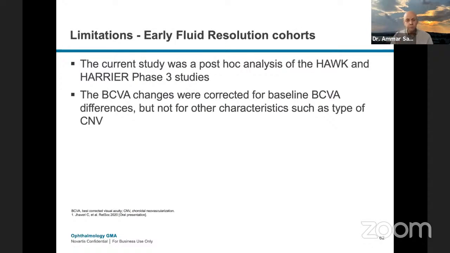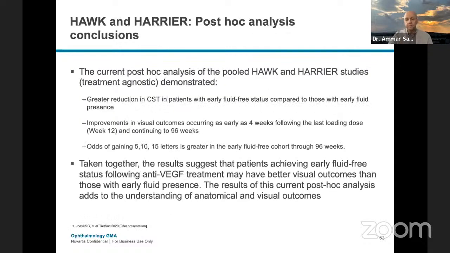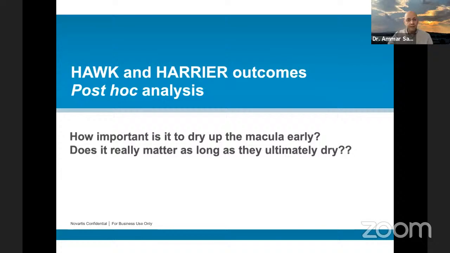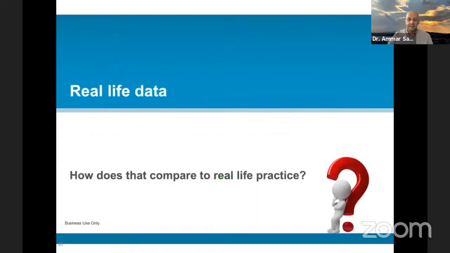Are there limitations to post hoc analysis? Of course. It is a post hoc analysis, so the conclusions from it could be limited. Also, they did not account for the type of lesion in this AMD. But again, this is very significant information, in my opinion, that tells us the faster we dry these patients, the better. So does it really matter to dry them early? I also think the answer to that is a definite yes.